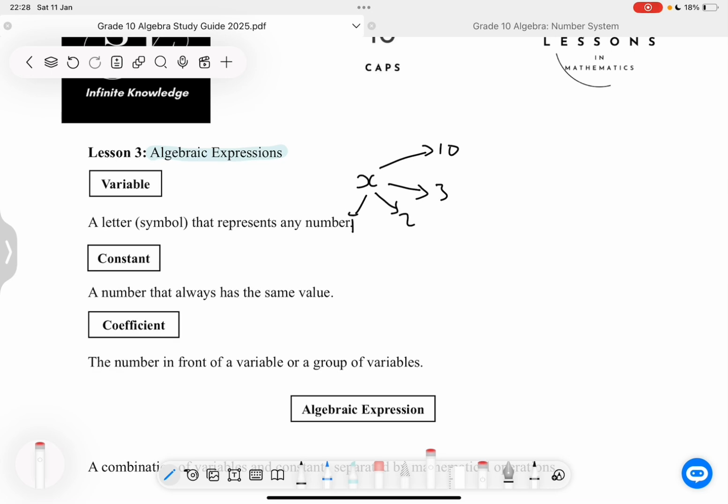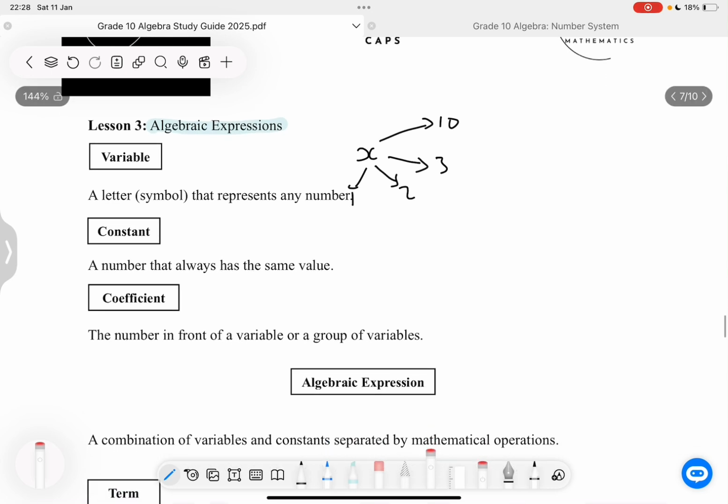The second term that we need to understand is called a constant. A constant is a number that always has the same value. So this one, we assign a value to it. Maybe I say it is a 2, right? This number doesn't change no matter what. It always remains a 2. Then we call it a constant.